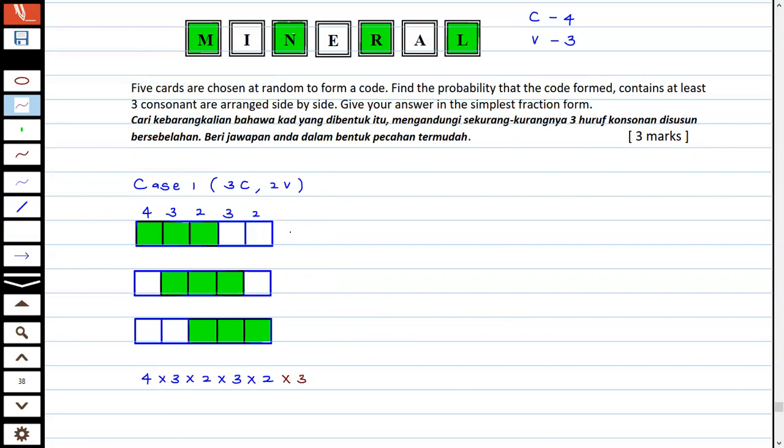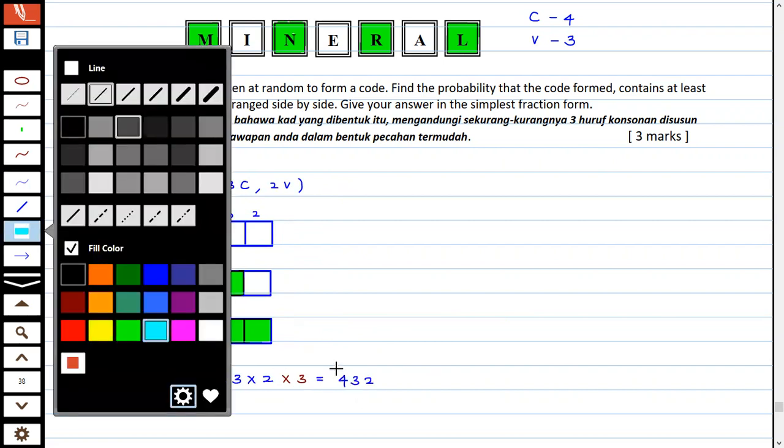Why is it 3? Because here we have 3 patterns where your 3 consonants can be in 3 types. So we have 3 methods, right? Okay, so that's why it's times 3. So wait, let me use my calculator and get the answer. 4 times 3 times 2 times 3 times 2 times 3. So I have 432. Okay, understand? So this is my case 1 done.